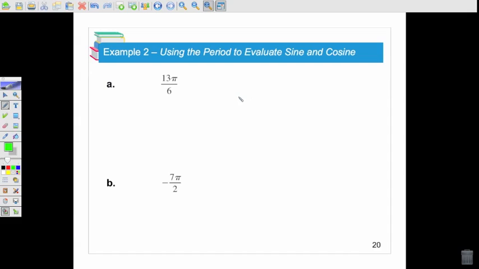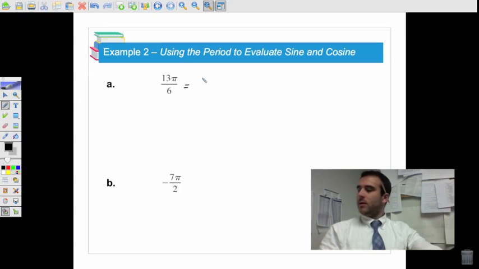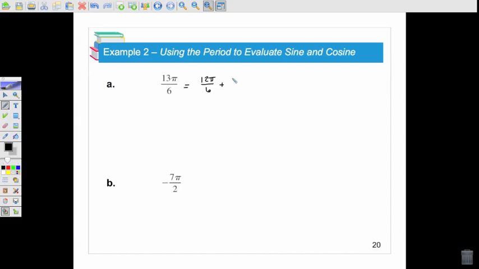So now let's use that periodic idea to try and evaluate sine and cosine for some values that are a little bit more strange. If you remember back to the first video, I did something with 13 pi over 6, which was to rewrite it. 13 pi over 6 is the same thing as 12 pi over 6 plus that extra 1 pi over 6. And there was something special about 12 pi over 6 because 12 over 6 is 2. That's 2 pi plus pi over 6.